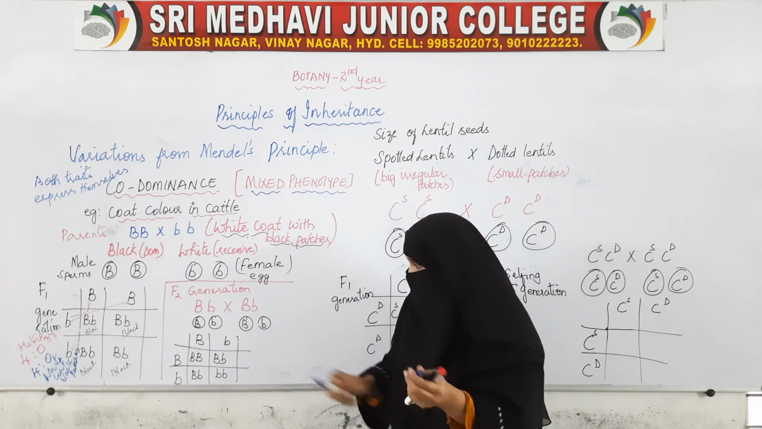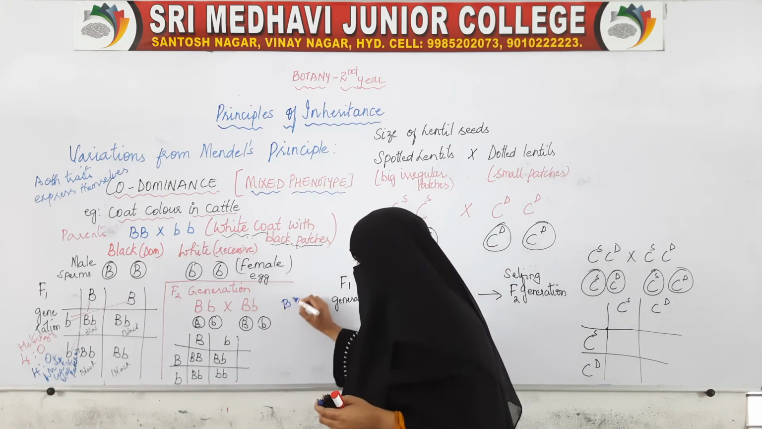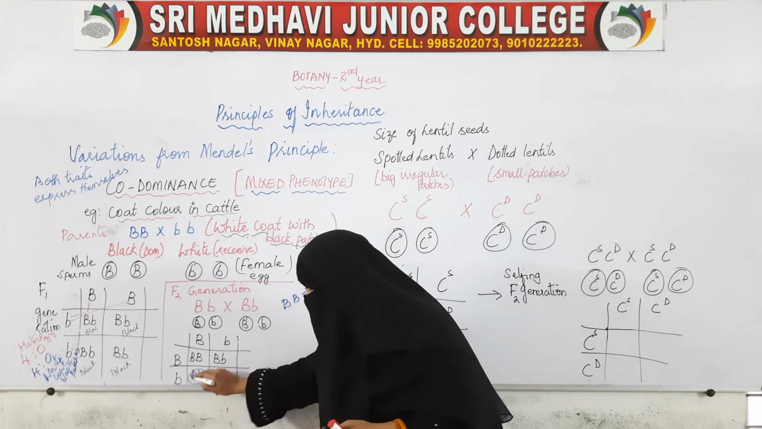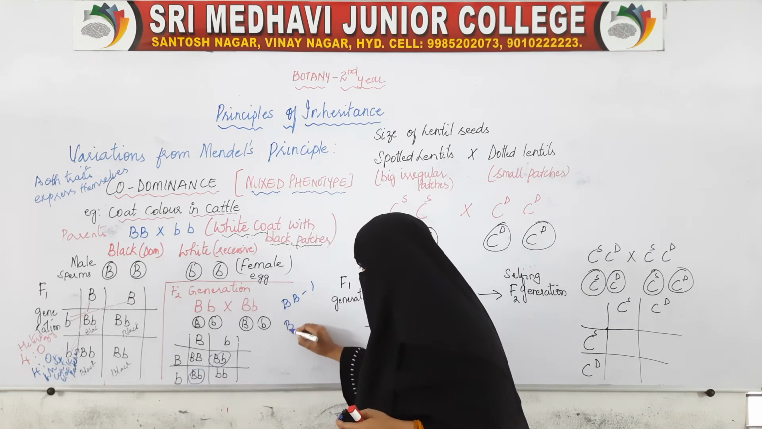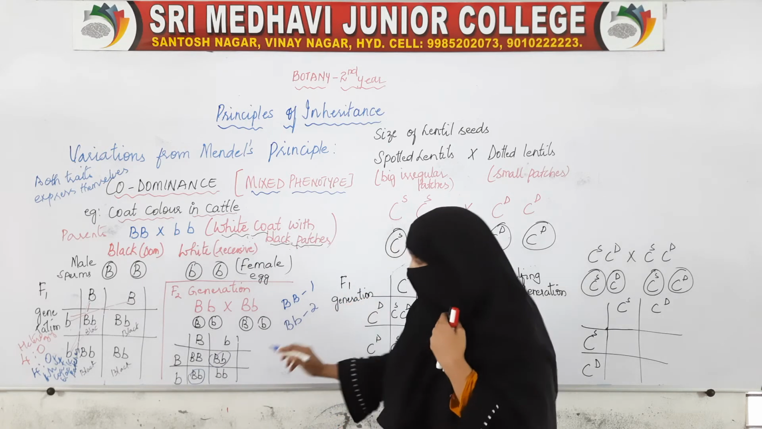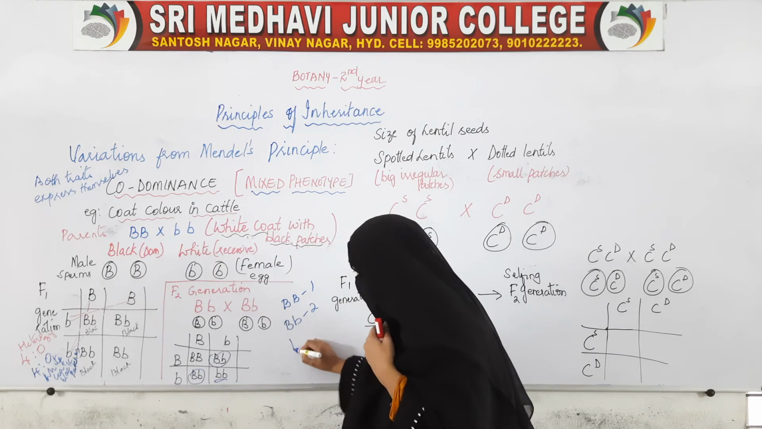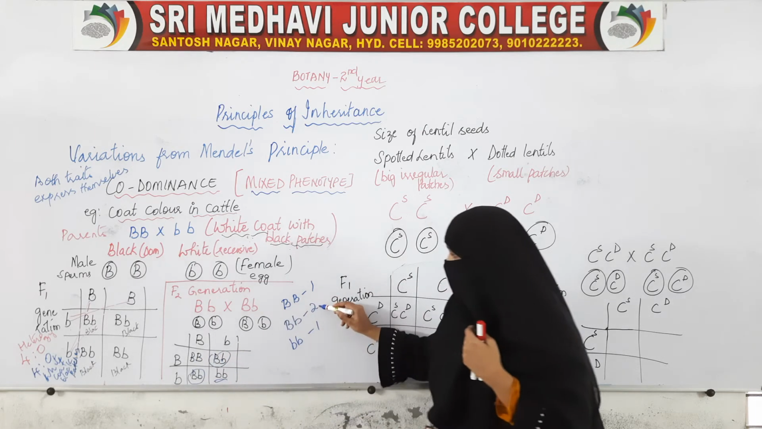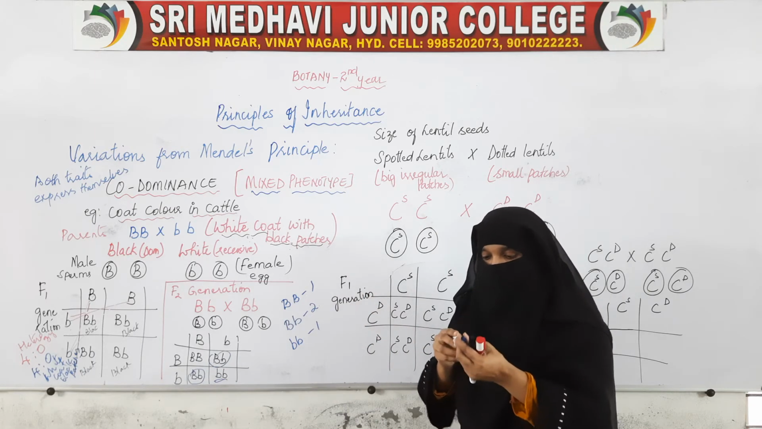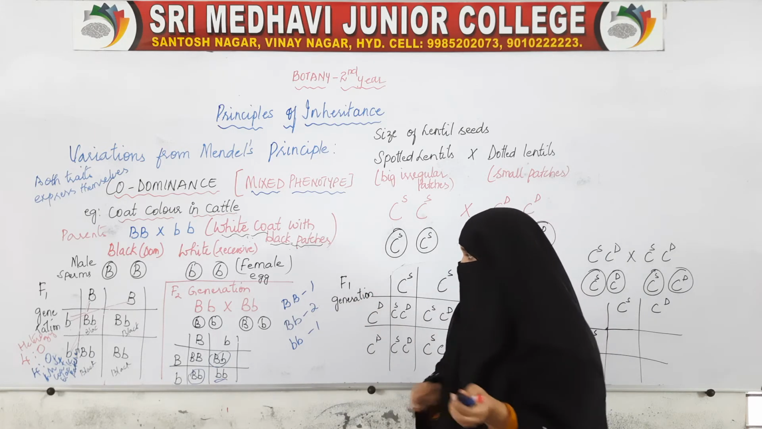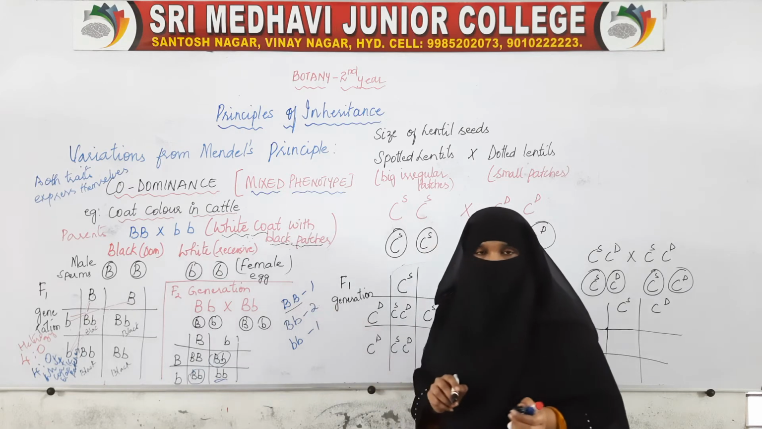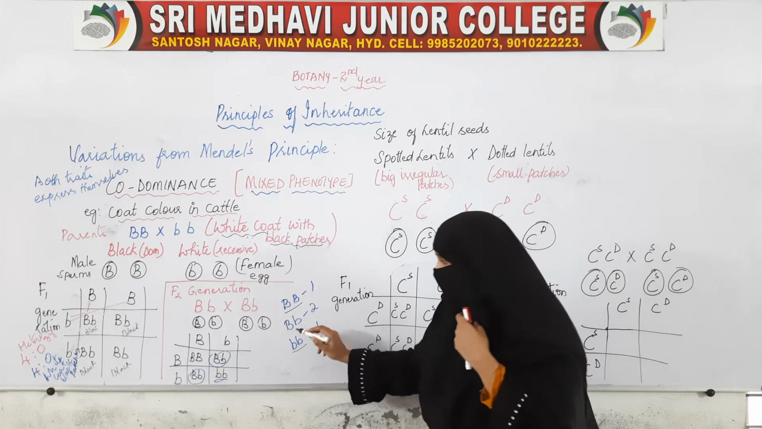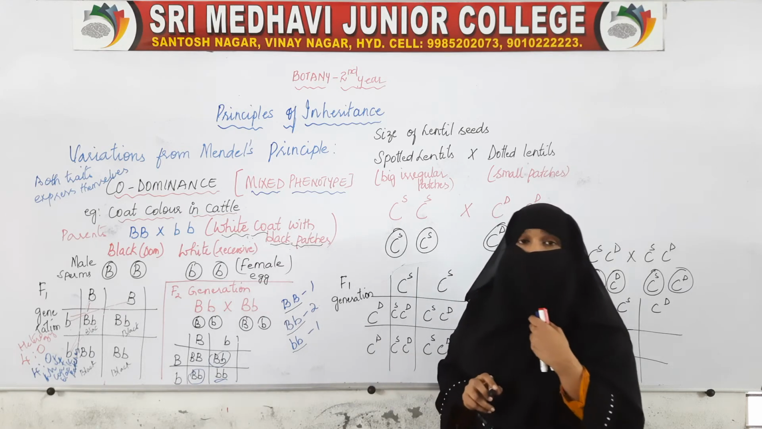So what I get is 1 capital B capital B, 2 capital B small b, and here small b small b 1. That makes 4: 1, 2, 3, 4. So we are getting 3 genotypes. The first genotype is both capital B. The second genotype is both small b. And the third genotype is capital B and small b.